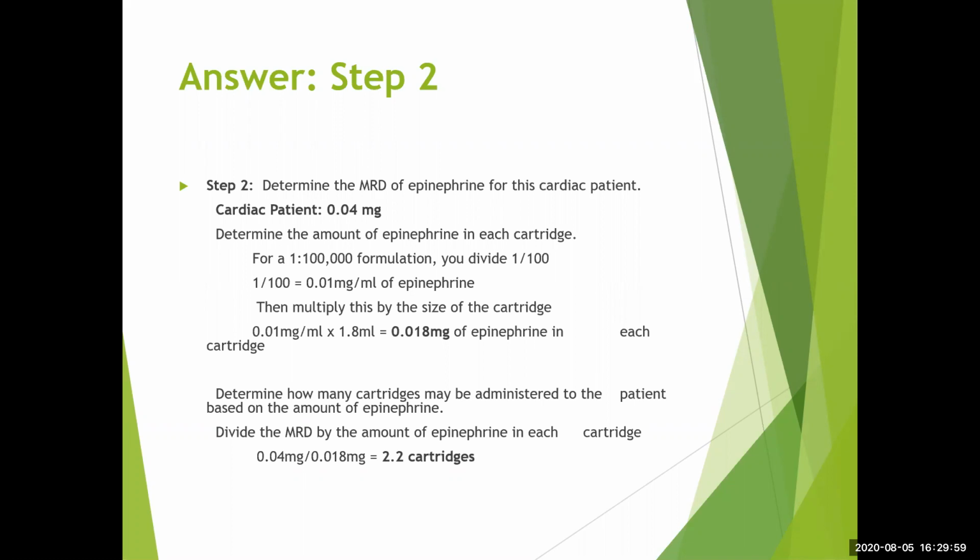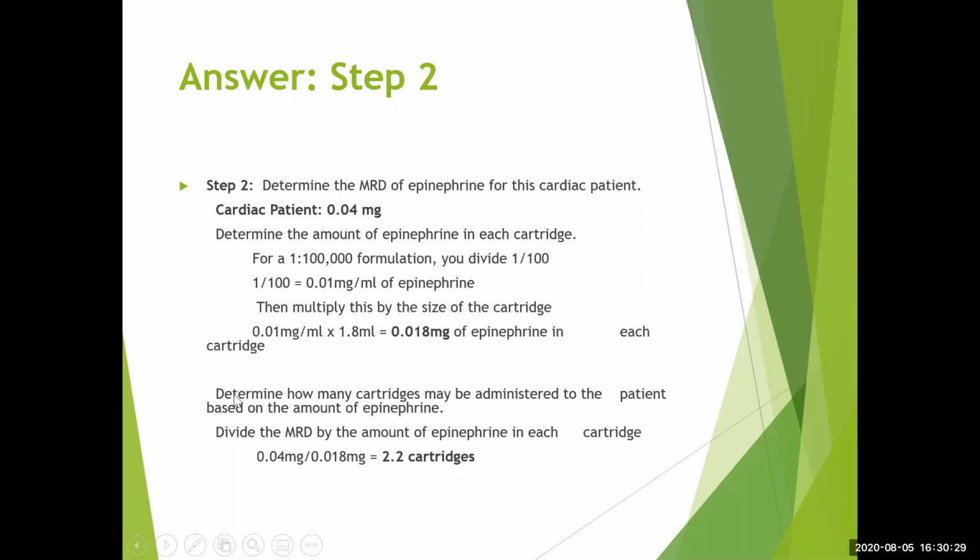So for a 1 to 100,000 formulation, remember you just knock off those last 3 zeros and divide 1 by 100, and that tells you that you have 0.01 milligrams per milliliter of epinephrine in these cartridges. Then you multiply that by the size of the cartridge. So 0.01 milligrams per milliliter times 1.8 milliliters equals 0.018 milligrams of epinephrine in each cartridge.